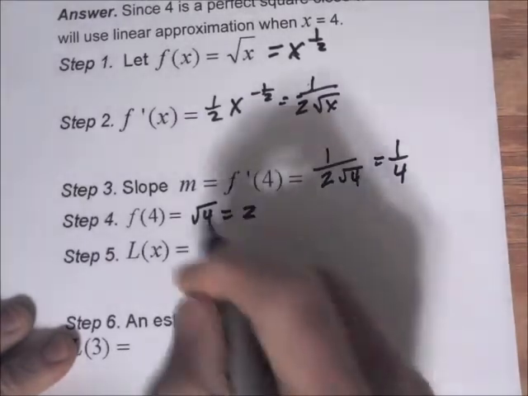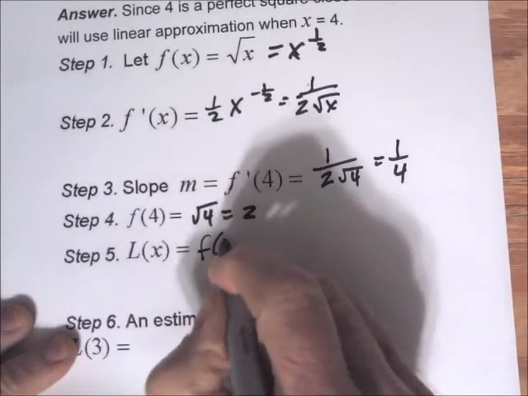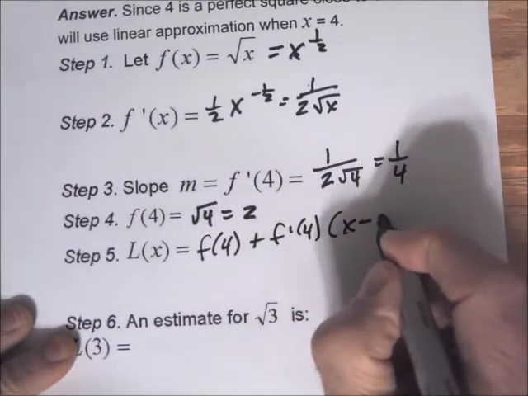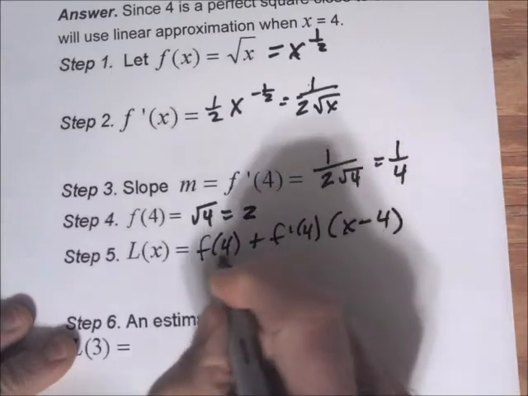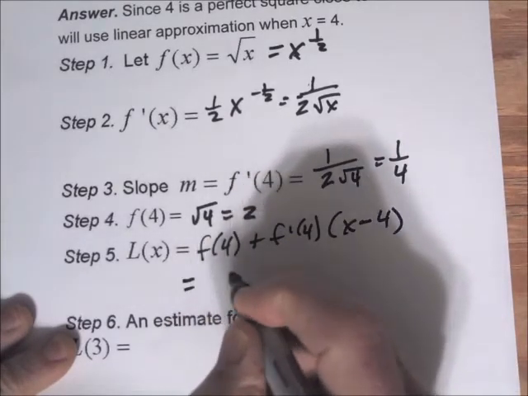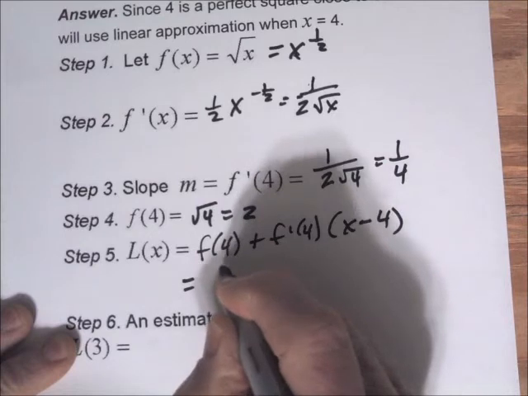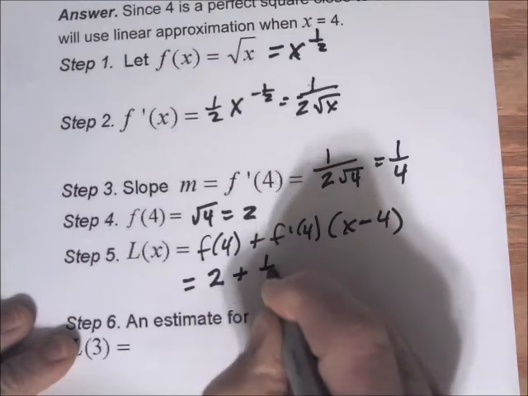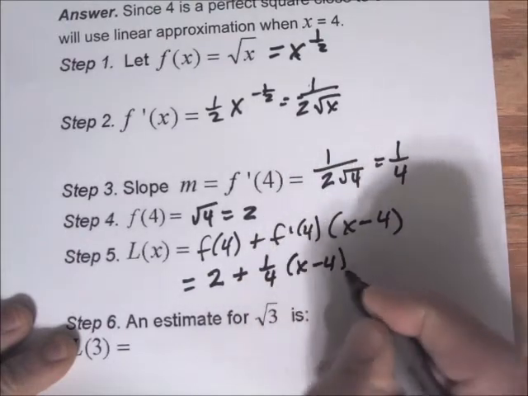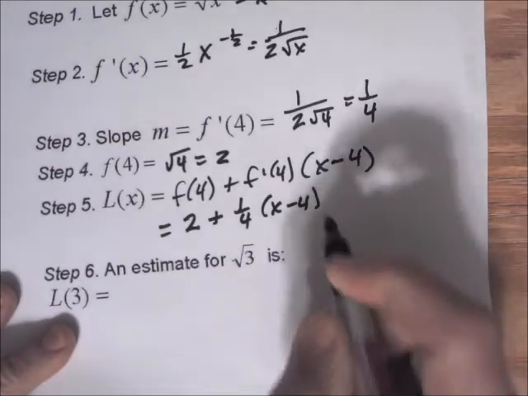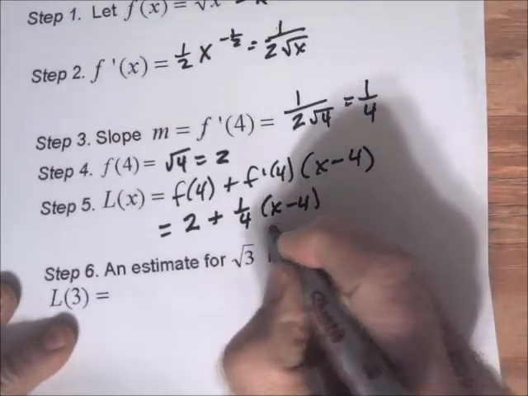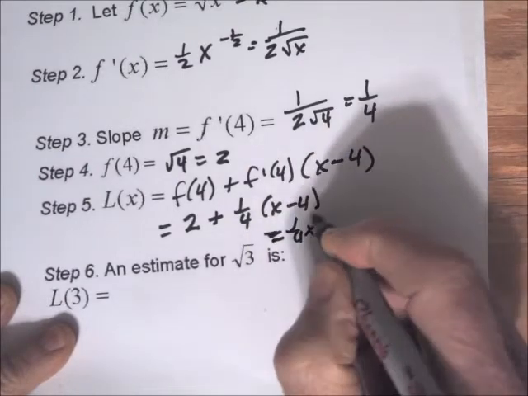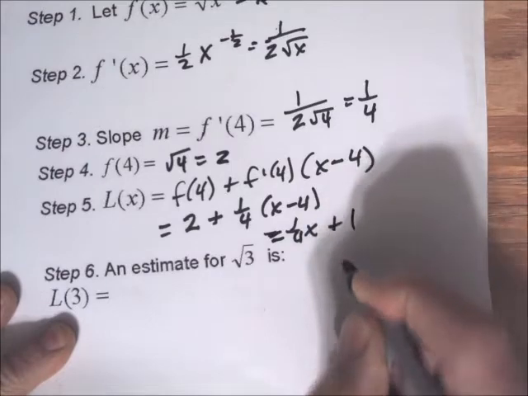So L of x is going to be f of 4 plus f prime of 4 times the quantity x minus 4. So that's going to be f of 4 is 2, square root of 4 is 2, f prime of 4 is 1/4, times x minus 4. And we could leave it like that, or if you want, you could distribute the 1/4. You could write this as 1/4 x. 1/4 times negative 4 is negative 1, so negative 1 plus 2 is 1. So it's 1/4 x plus 1.